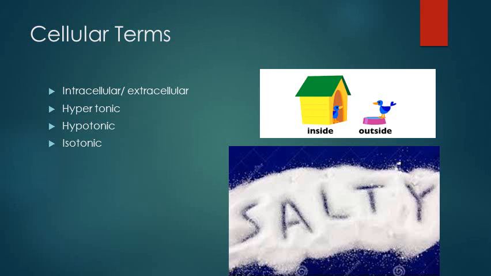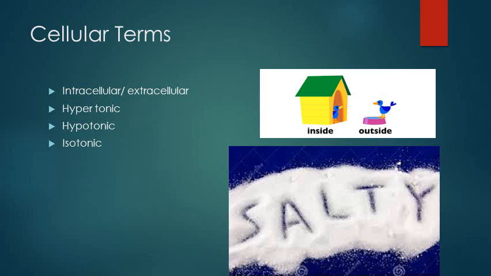To begin, we must know the terms for referring to the inside and the outside of the cell, as well as conditions that exist in these locations. As you can see, the inside of a cell is known as the intracellular space, while the outside is known as extracellular. This is similar to how we refer to space as extraterrestrial or outside of Earth.